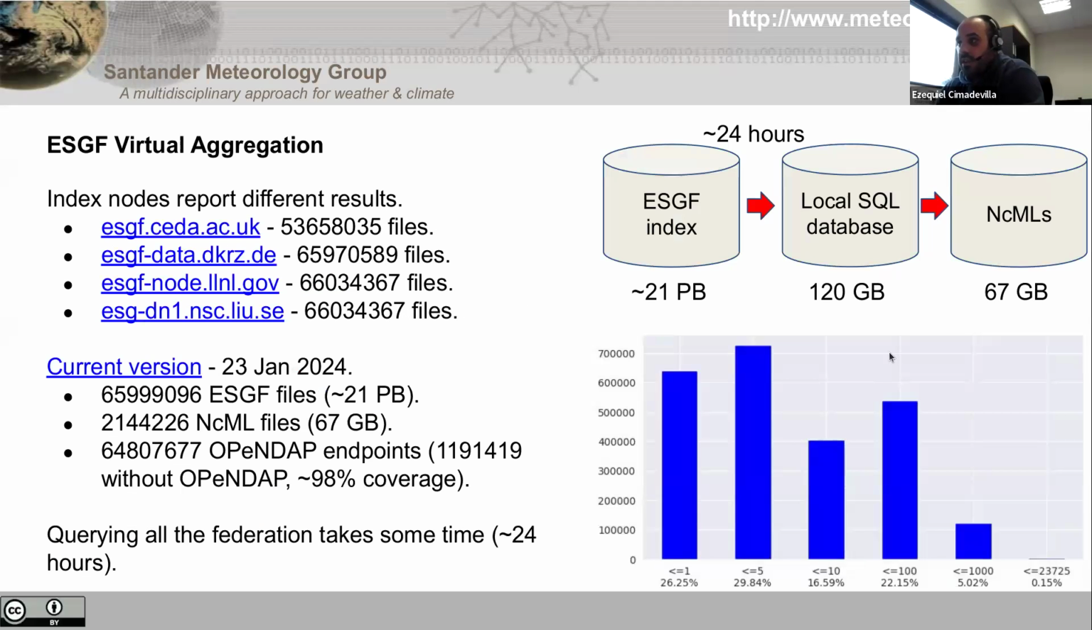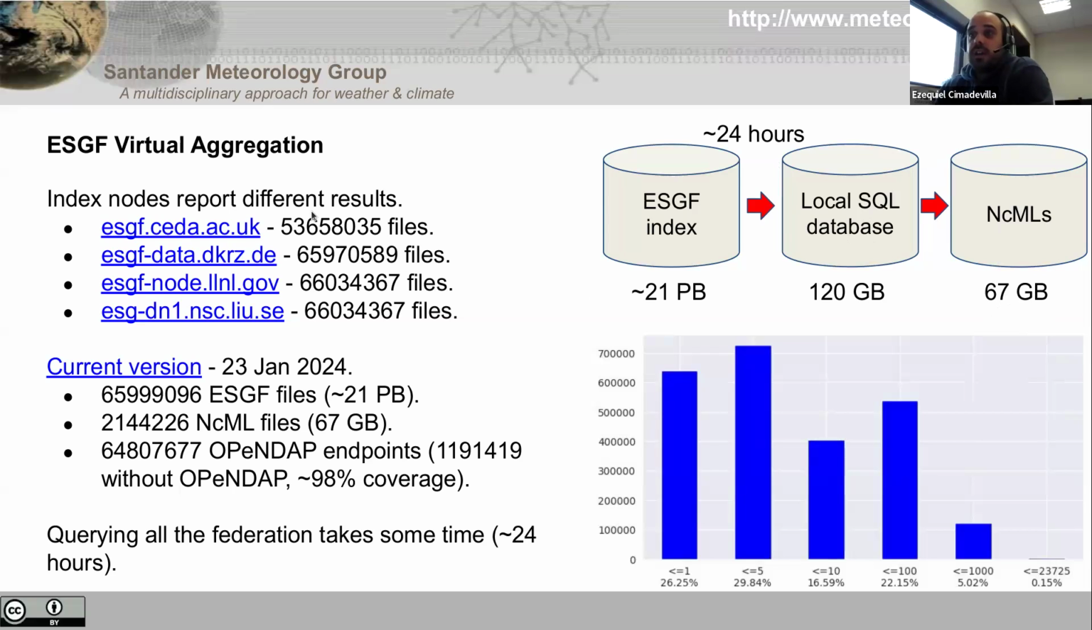These are some numbers from this implementation. Here we have the ESGF repository, which holds 21 petabytes of data for CMIP6, and querying all the ESGF index takes me 24 hours, more or less, which is a large amount of time, in my opinion, but it is what it is. With this metadata, I set up a local SQL database from which I generate all the NCMLs that I need to cover all the data from the Federation and CMIP6. And you can see that the NCMLs just take 67 gigabytes of size on disk. So this is a small amount of space required to store this.